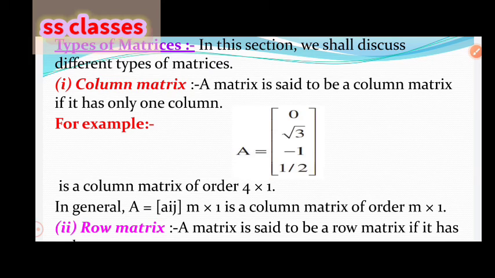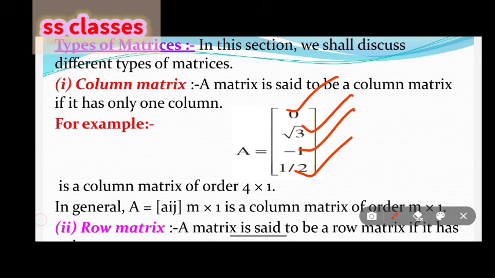So the first type of matrix is a column matrix. It is self-defined. What is the meaning? A matrix is said to be a column matrix if it has only one column. Only this column represents the elements. This is called a column matrix.